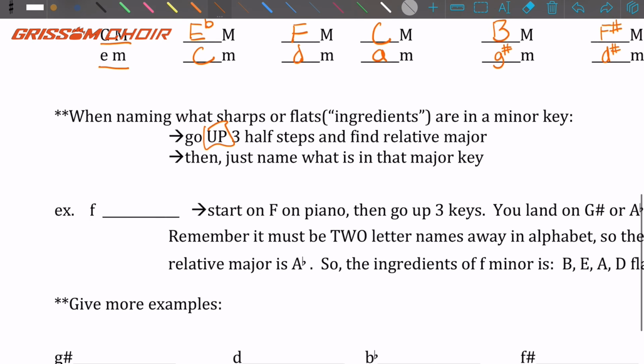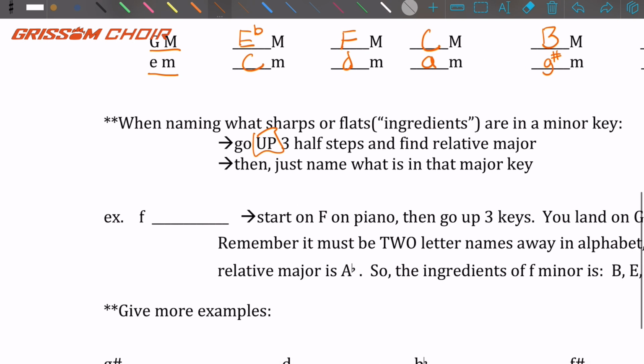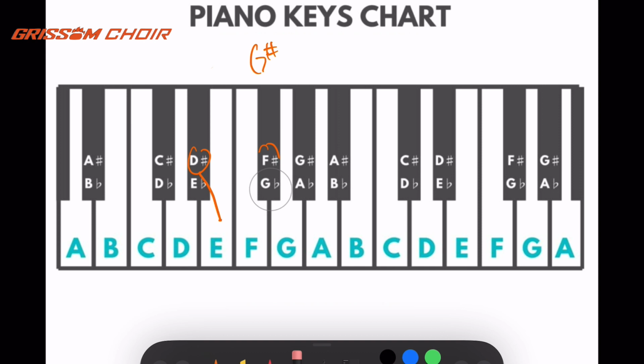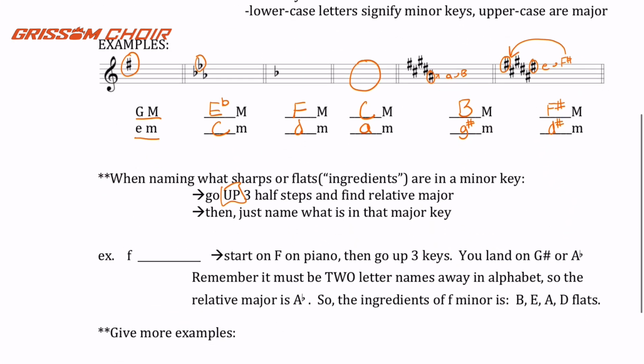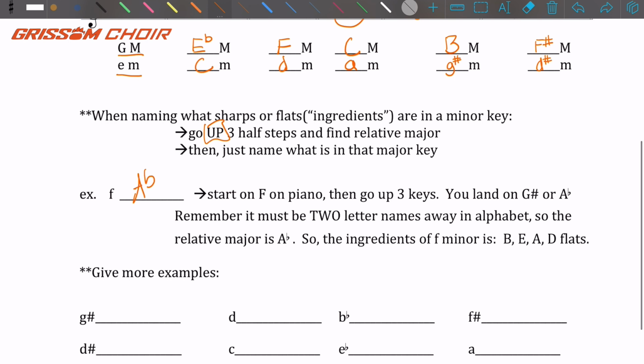So this first example right here, F minor, we then have to find the relative major. So we go up 3 half steps on the piano from F. So we identify where F is. F is right here. We go up 3 half steps. 1, 2, 3. It could either be G sharp major or A flat major. But remember, there has to be a letter name in between, so it would have to be A flat major. So A flat major is the relative major of F minor.